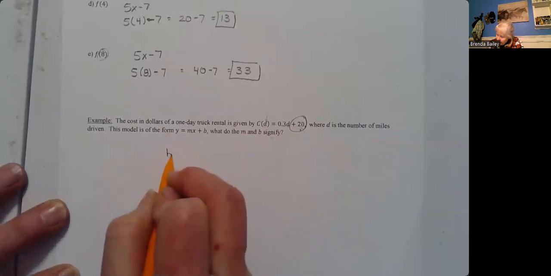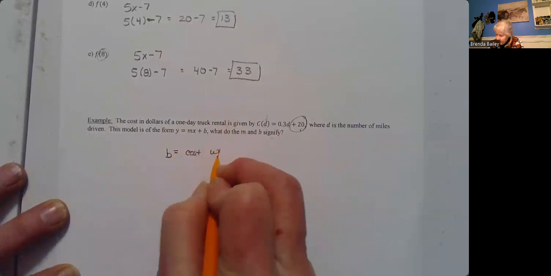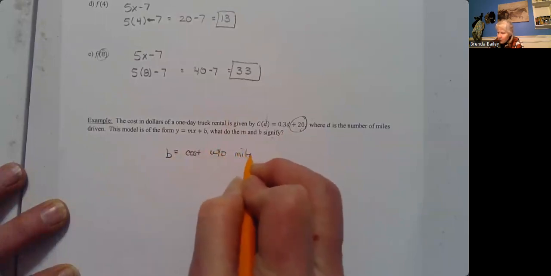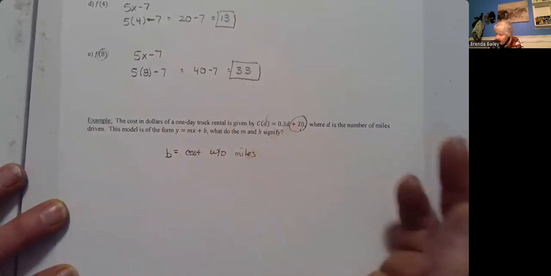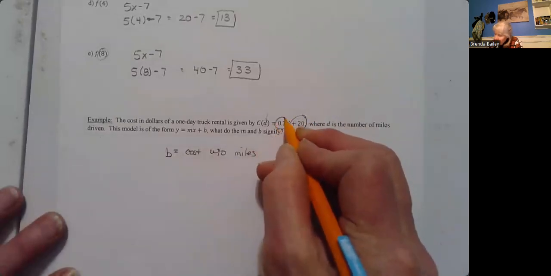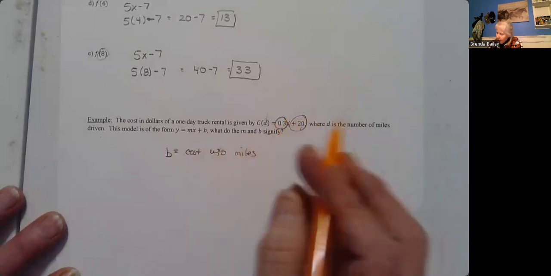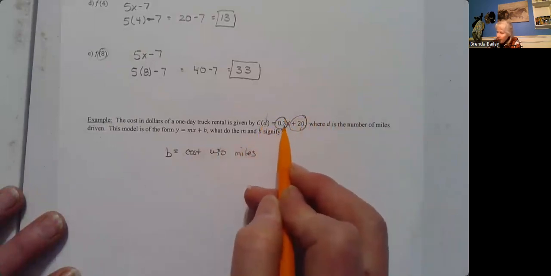B is the cost without any miles. And they would have multiple choice. Cost without any miles, or the cost before driving off the lot, would be the B. Now the slope, the 0.3, is going to be the cost per mile.